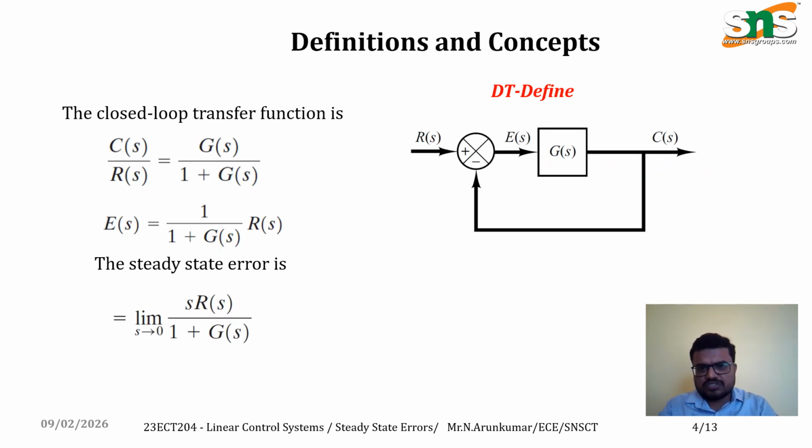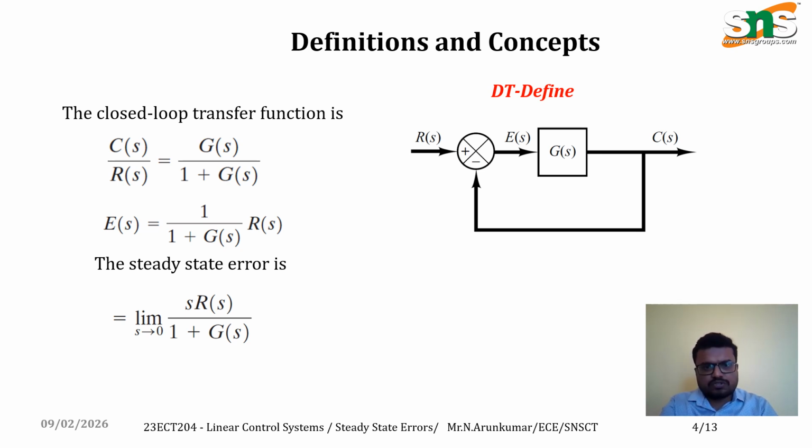Definition. So this is the transfer function of the system. The input is R of S, E is the error of the system, G of S is the transfer function of the system, and C of S is the output of the system. Suppose if you are having any error in the system, then it will be indicated as E of S, the error of the system. So we need to calculate the corresponding error value, and then we can transmit it again.